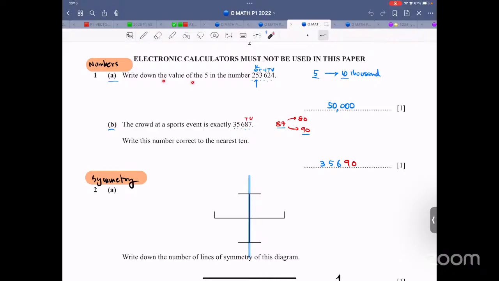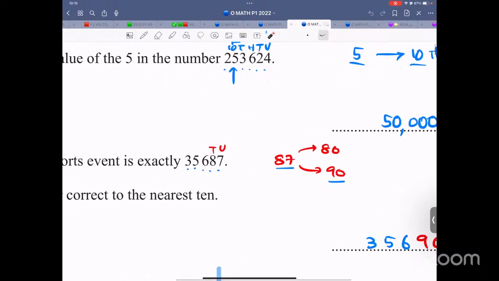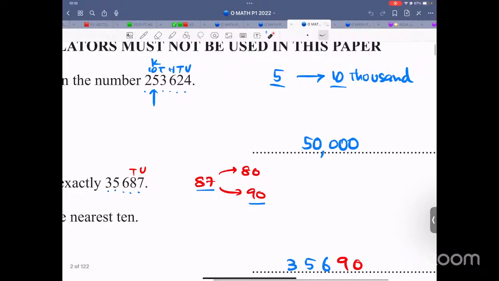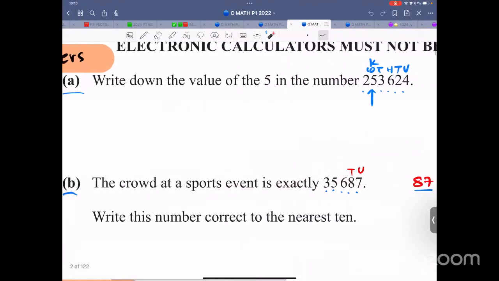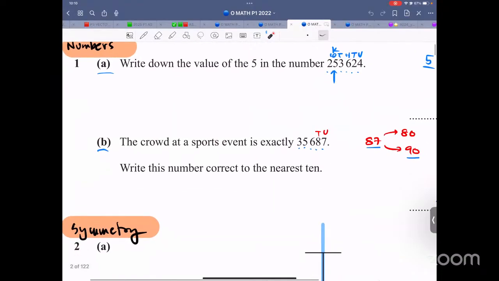write down the value of 5 in the number. So this is unit, 10, 100, 1000, 10,000, 100,000. So 5 is in the 10,000 place, so the value of 5 is 50,000. That's the first one. And let me just double check whether everything is set over here or not. Yes, it's all looking good.